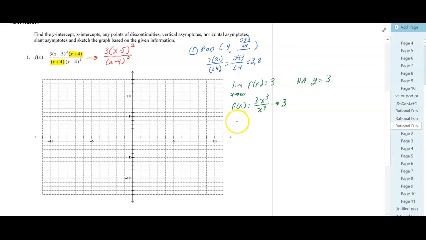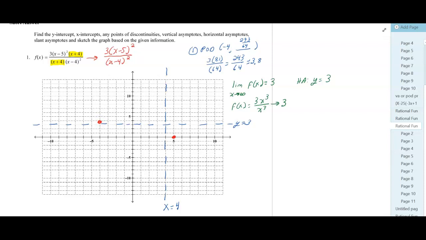Next thing you should notice is the x-intercept is 5 when the numerator is 0. You should recognize that there is a vertical asymptote at x equals 4, so I'm just going to draw that in. So x equals 4 is the vertical asymptote, and then there's a horizontal asymptote at y equals 3. Draw that in. We have the point of discontinuity at negative 4, 3.8, so that's a little above that asymptote.